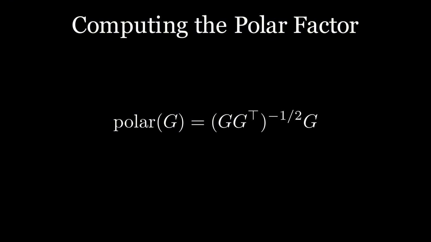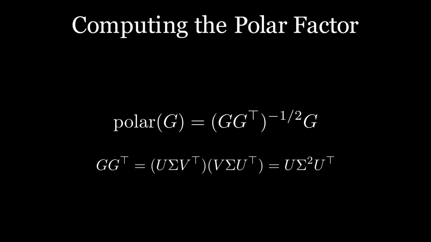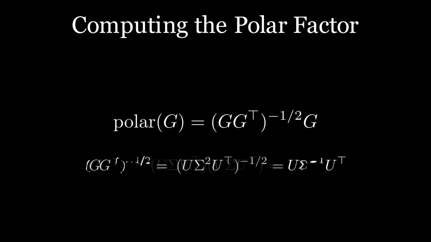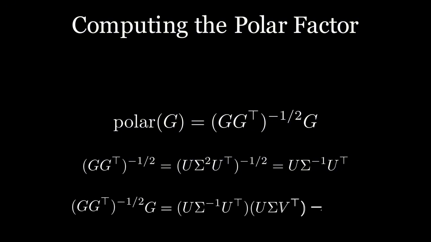Suppose G is a wide matrix, then the polar factor of G is the inverse square root of G G transpose right multiplied by G. If the matrix is not invertible, then you can use the Moore-Penrose pseudo-inverse. Again, we can check the derivation by plugging in the compact SVD.